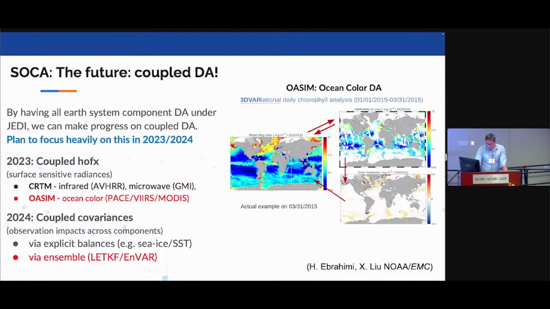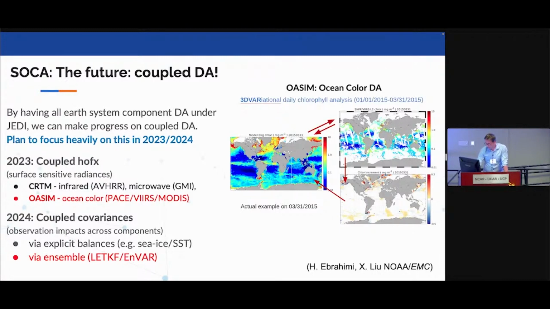Another fun project uses NASA's OASIM model. We have an ocean color forward operator, and we will be assimilating the visible channels to impact ocean biogeochemistry, and doing this within a coupled framework. What can this tell us about the other domains?